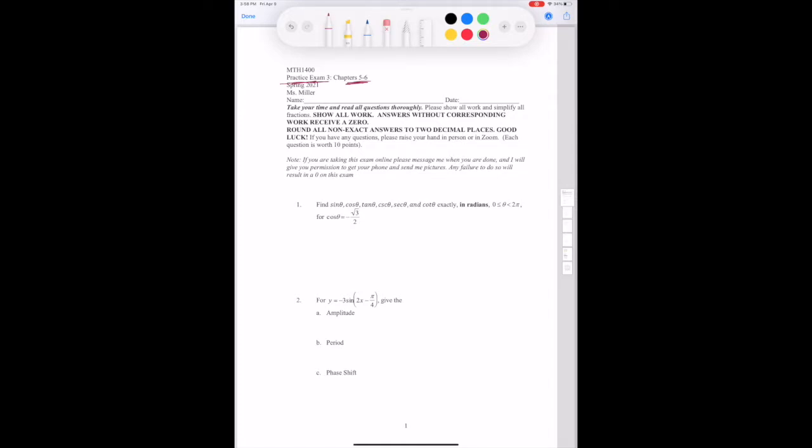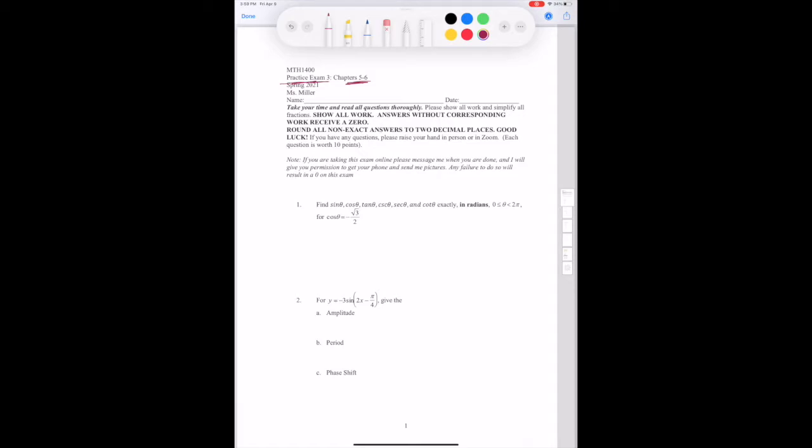For a lot of these problems, you could use your calculator. It's not going to give you the correct answer. It's always nice to have the little calculator security blanket, but it's not going to be super helpful here. So first off, we've got to find the 6 trigonometric values in radians for cosine theta equals negative square root of 3 over 2.